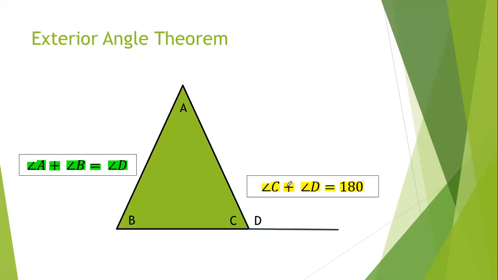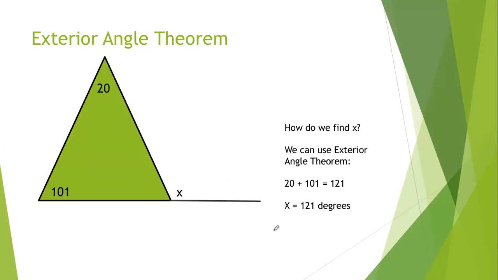This is just telling you that A plus B equals D, and C plus D together make 180. All right. The answer is already on the paper, obviously, but this interior angle is 20. This interior angle is 101. How would I figure out this interior angle right here?